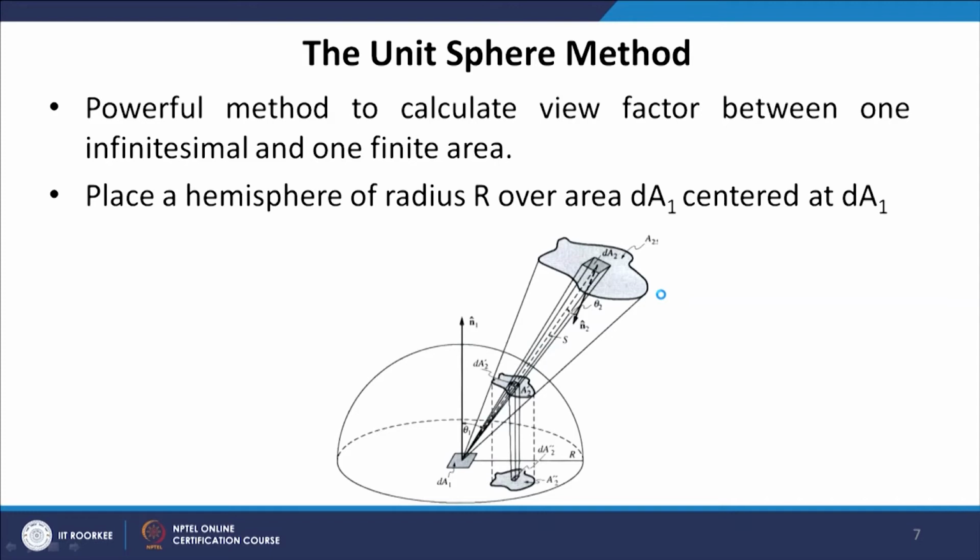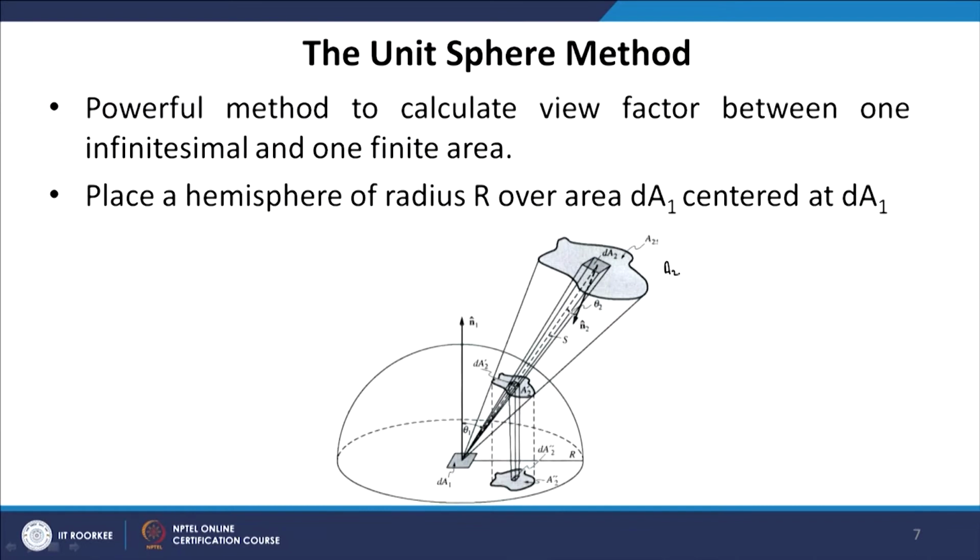The next method is the unit sphere method. Again, this is a special class of method that is used to find out view factor between two surfaces. One surface out of the two is infinitesimal, that is a small area dA1 as shown in this image, and the other surface is of finite area, the surface A2. The area of surface 2 is finite, while the area of surface 1 is infinitesimal. For this special category of problems, we can use this method of unit sphere.